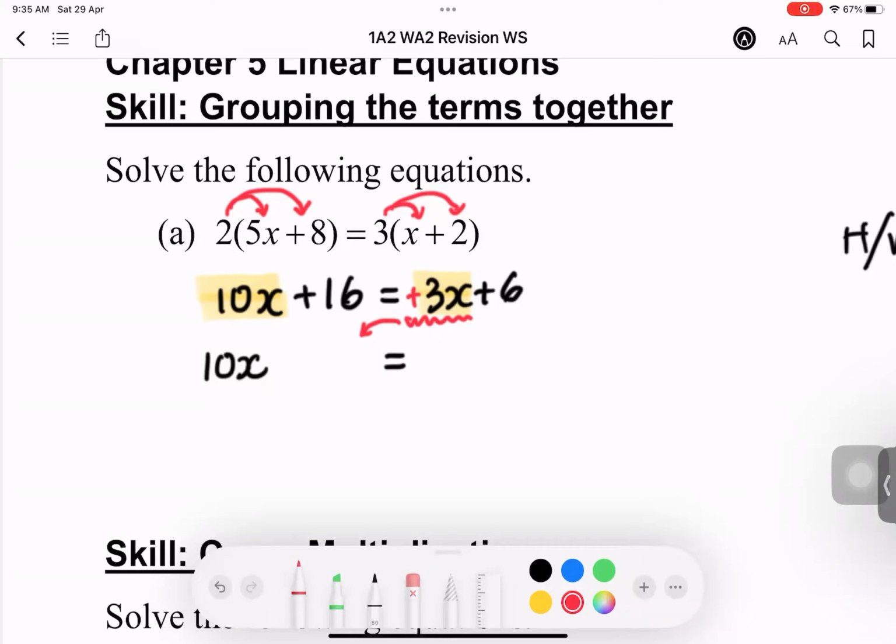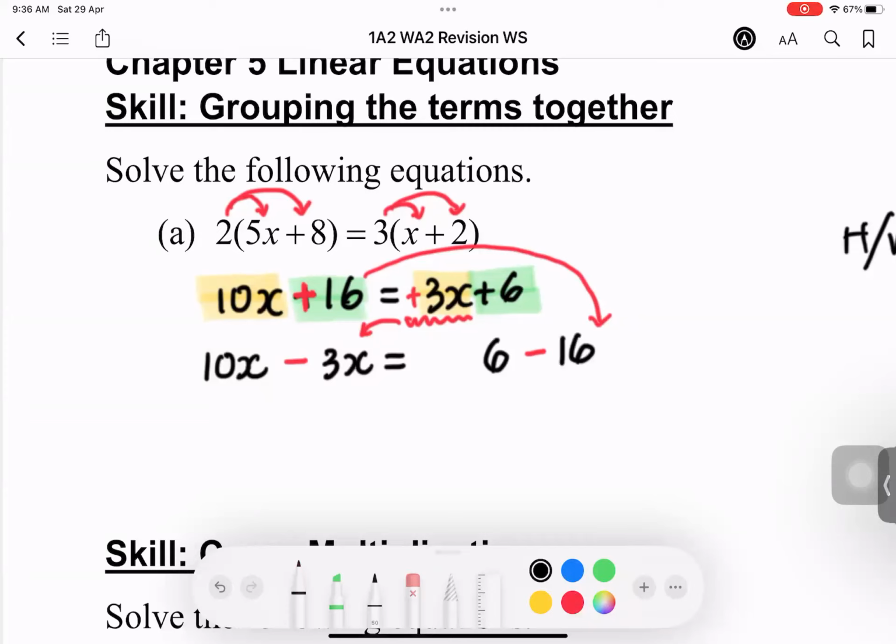Rian is still here. What will it become? Anyone? Negative. Yes, thank you. Minus 3x. Then I need to keep the numbers on the other side. The original number on the JB side is already 6. This one, I need to shift. This is plus 16. If I were to shift it over here, how to undo addition? I need to do a subtract 16.